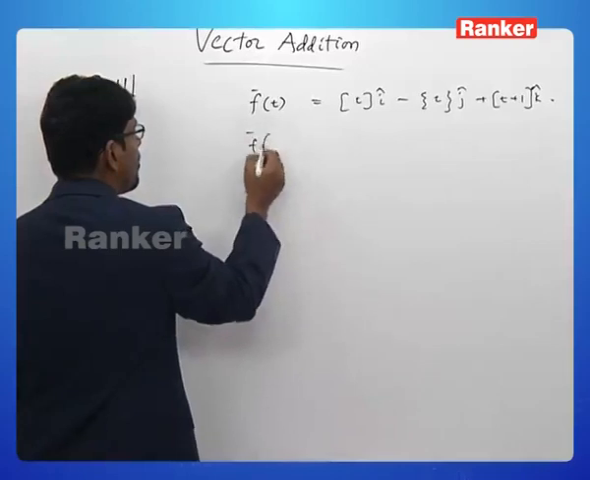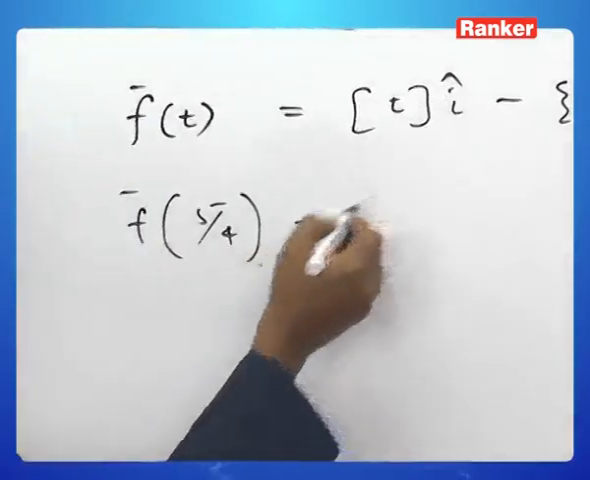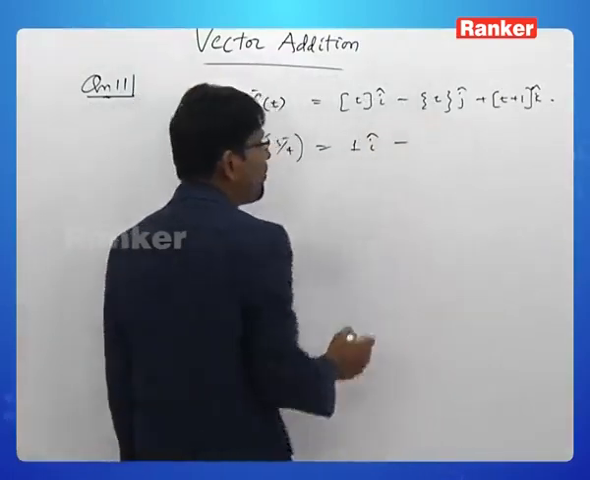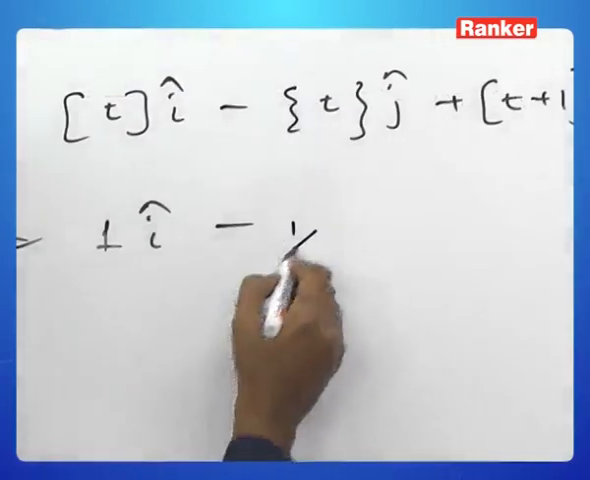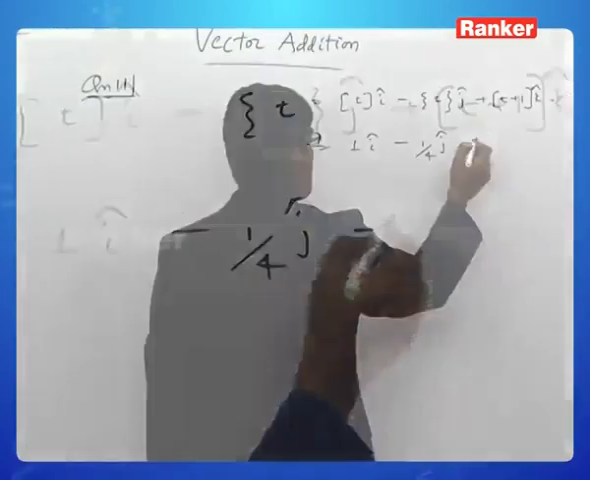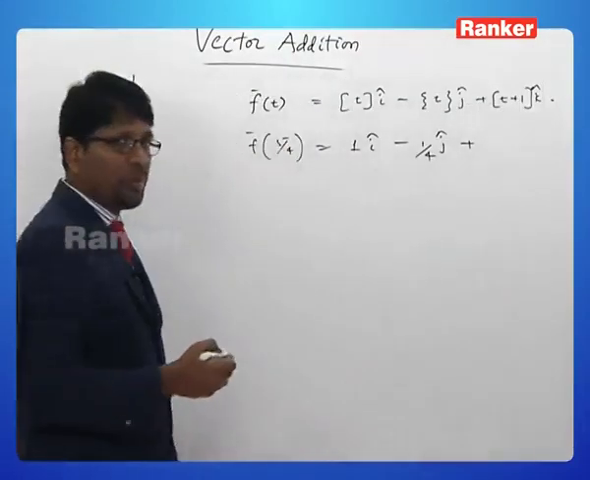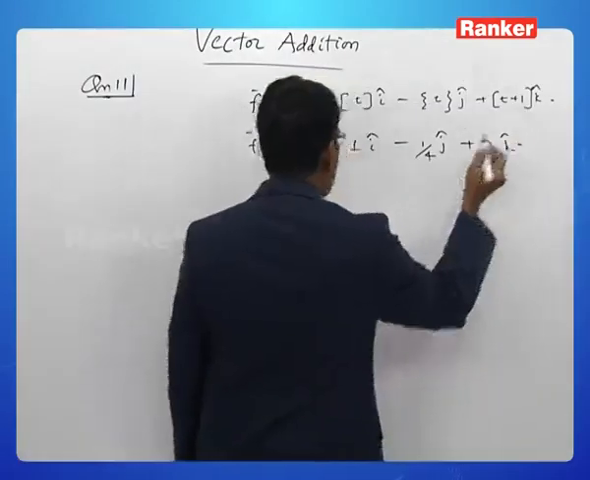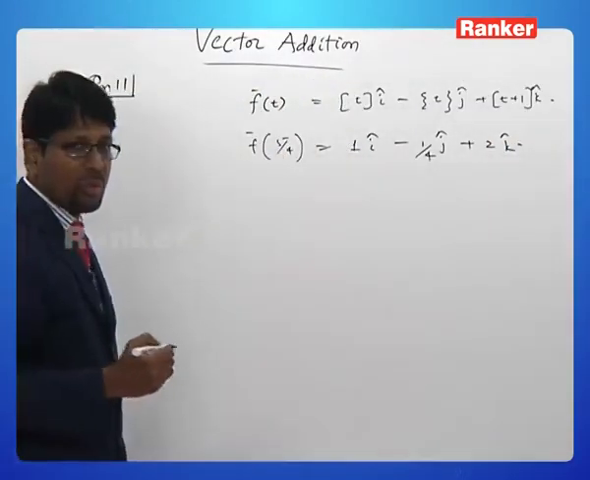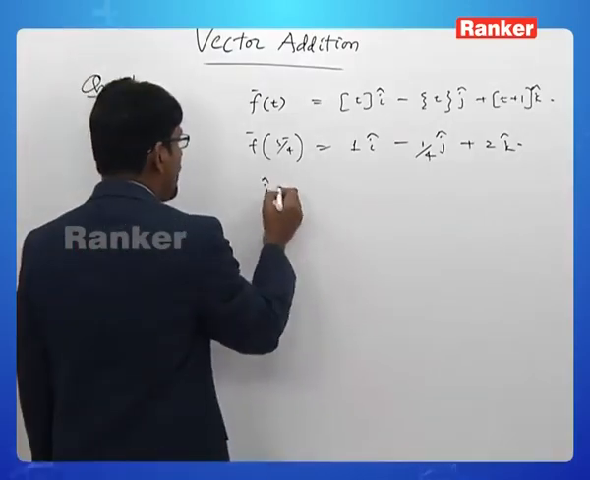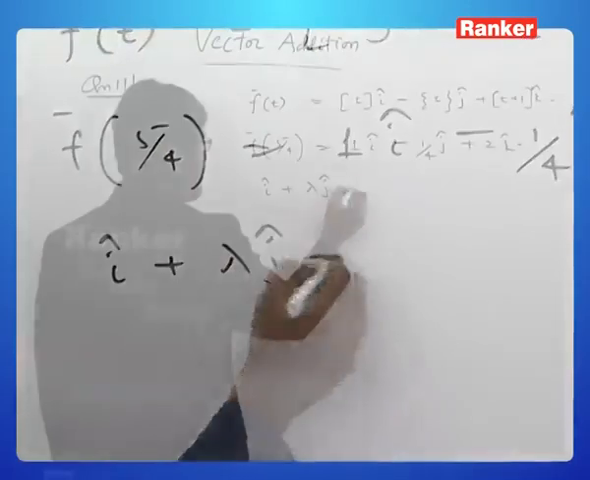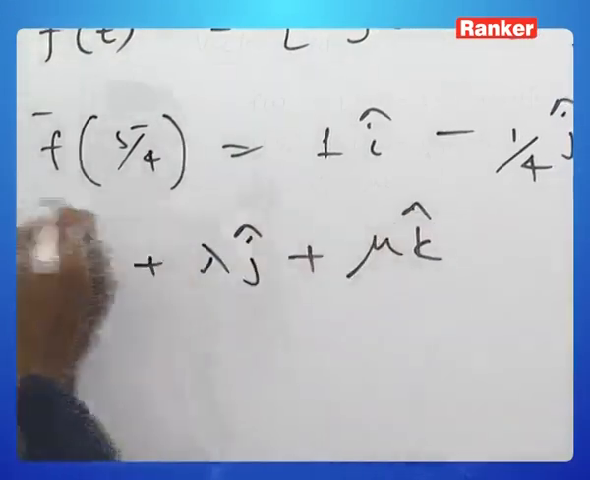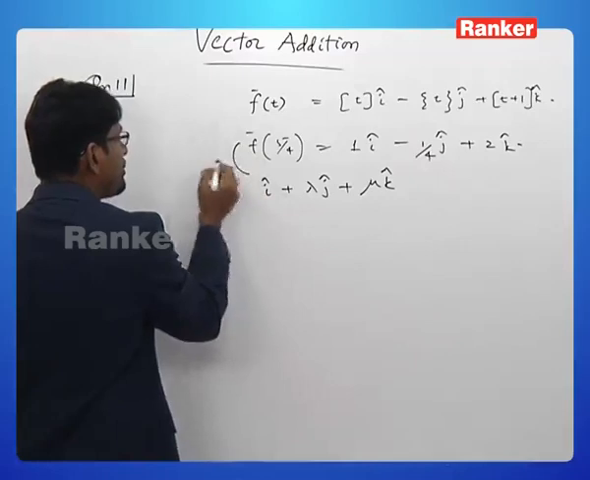What is f bar of 5 by 4? So bracket of 5 by 4 is 1i minus fraction part of 5 by 4 is 1 by 4. So 1 by 4 j and 5 by 4 plus 1, 9 by 4, bracket value is 2, 2k cap. That is f bar of 5 by 4. And what else? You are given a vector i cap plus lambda j cap plus mu k cap. These two vectors are parallel.